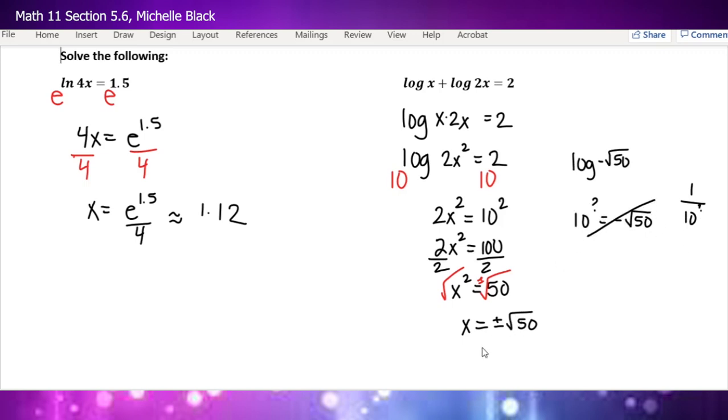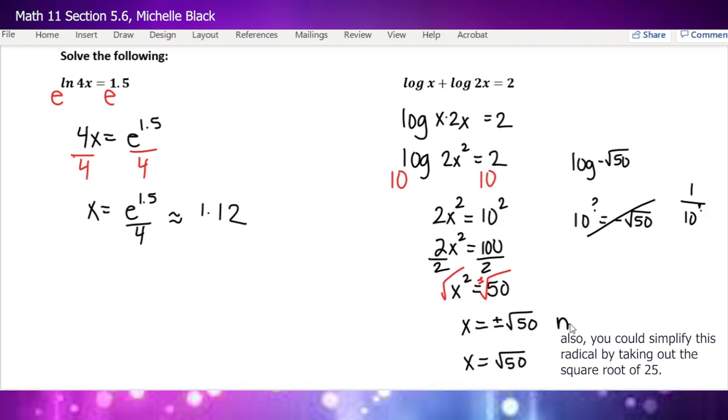So the negative one doesn't work. So really, I should only have x equals positive square root of 50, which if I plug into both of those, will work. So negative does not work. Things like this is why it's important to check your answers for these types of equations.